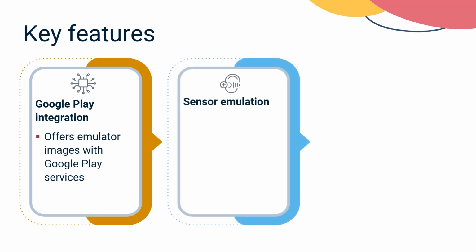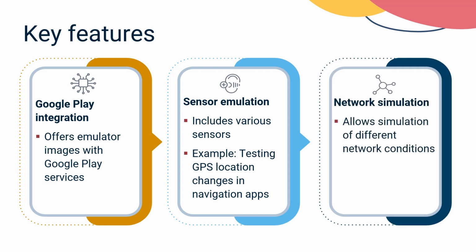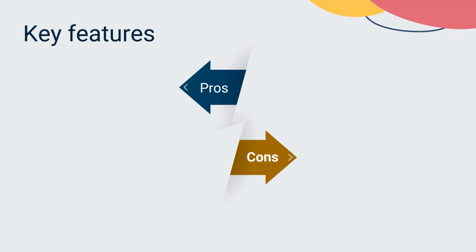Additionally, Android Studio emulators can simulate various sensors like accelerometers, gyroscopes, proximity sensors, and global positioning system, or GPS. You can test how your navigation app responds to different movement patterns by simulating GPS. Lastly, the Android Studio emulator allows simulation of different network conditions, such as bandwidth variations, latency, and packet loss, which helps in testing app performance under varying network scenarios. Let's now explore the pros of Android Studio Emulator, followed by its cons.